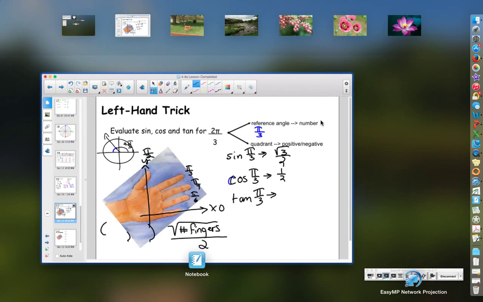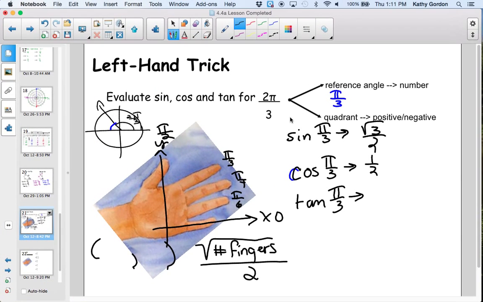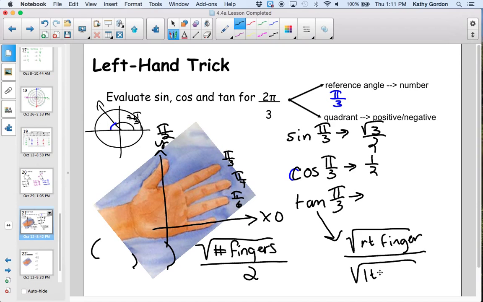So my tangents are really the square root of the right side fingers over the square root of the left side fingers. So for tangent, how many fingers do I have on the right? 3, so that's square root of 3. How many fingers do I have on the left? 1, so that's square root of 1. Square root of 3.